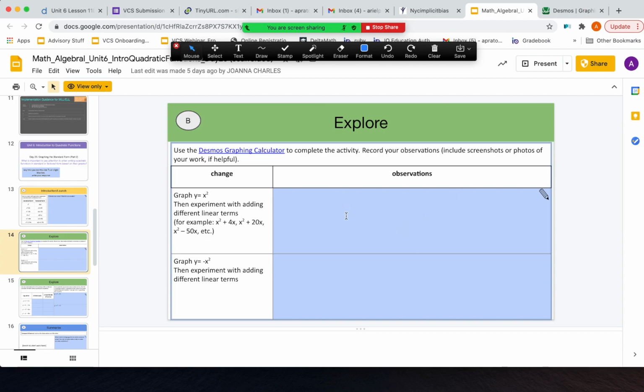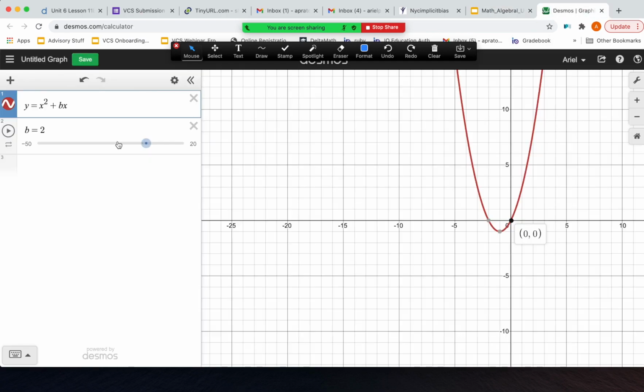What are the observations? What do you notice about the x-intercepts? What do you notice about the x-coordinate of the vertex when you change this linear term? Now let's look at y equals, take a minute and write that down, and if you need to pause the video, that's fine. Now let's take a look at what happens with y equals negative x squared. What happens when I add different linear terms there? Does it work the same?